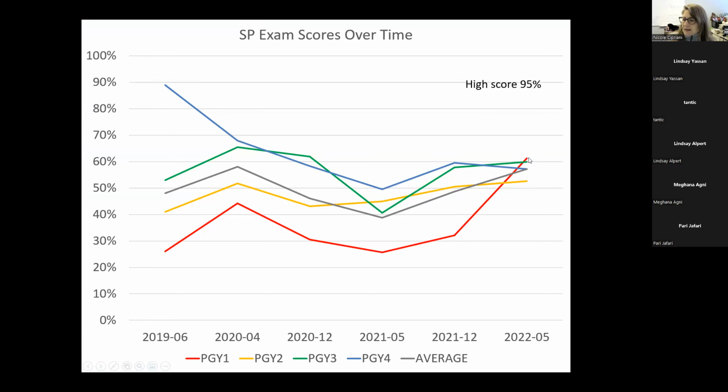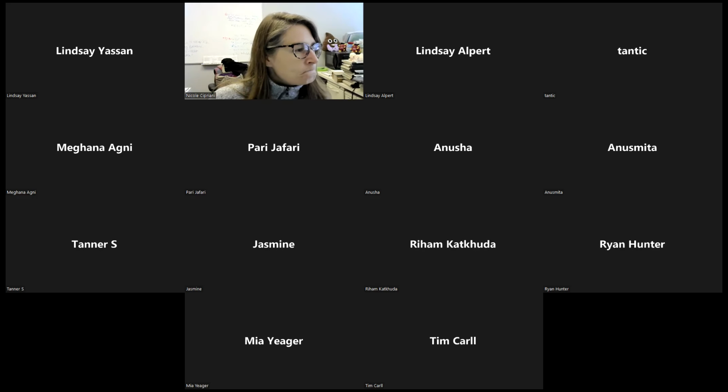And this is the breakdown of PGY 1, 2, 3, and 4 over time. So, pretty standard, no real significant outliers in the average, in the aggregated groups. Got any other questions?